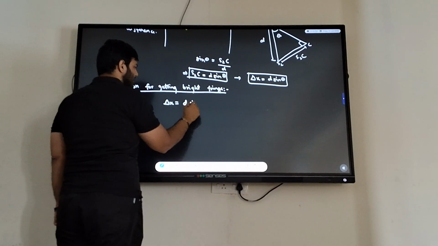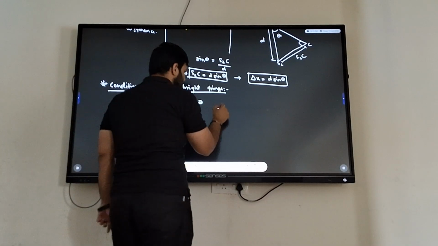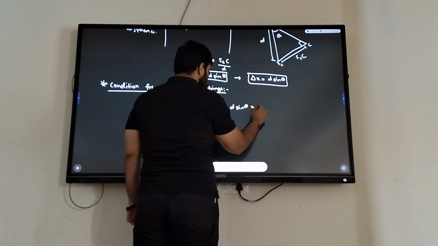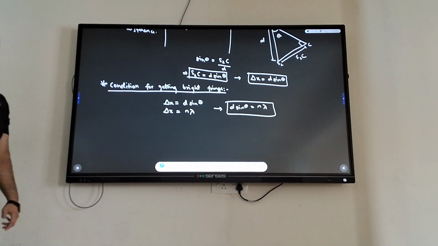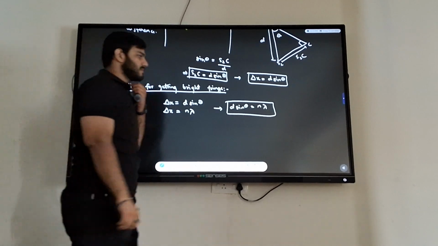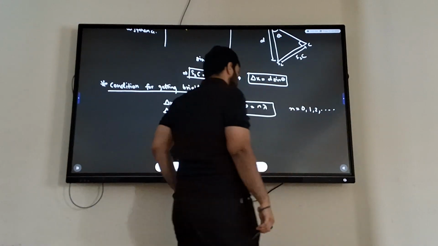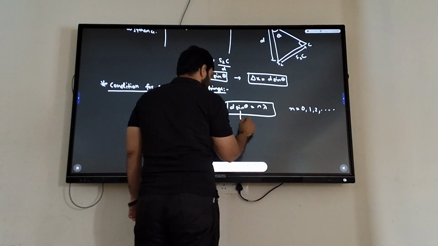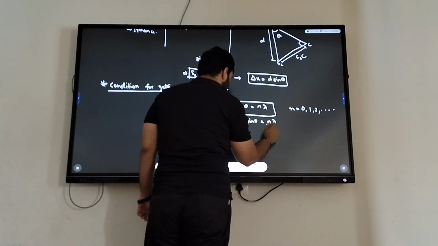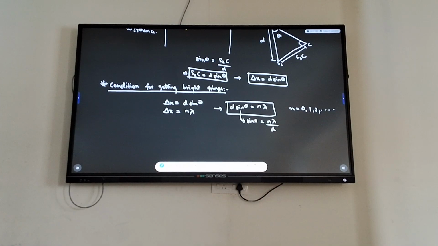It is d sine theta, and delta x is also equal to n lambda. Then what is the condition that you get? D sine theta is equal to n lambda. And what does n start from? 0, 1, 2, 3, all those things. Is it okay? Acha, from this, what is sine theta? That's n lambda by small d. Yes or no?